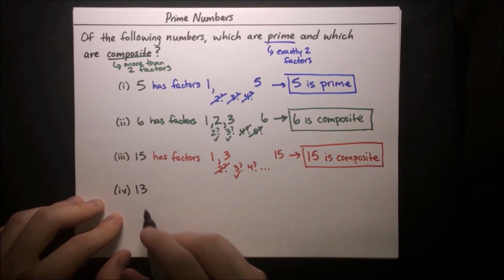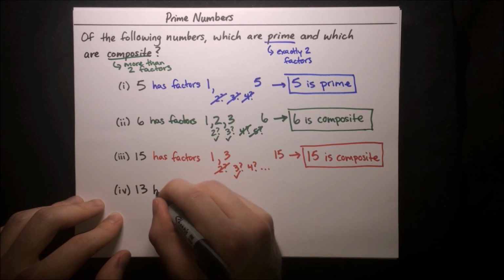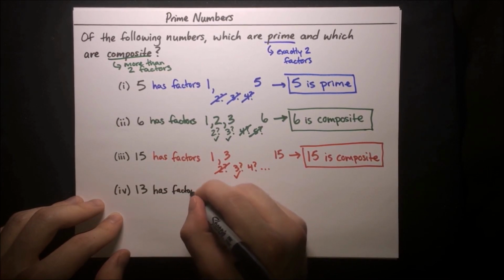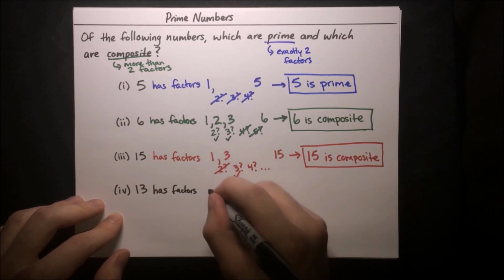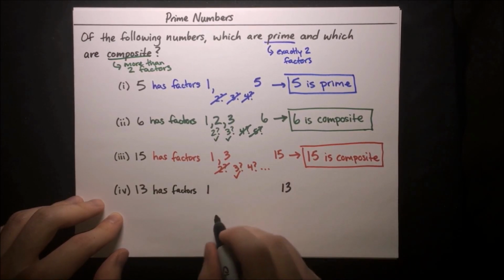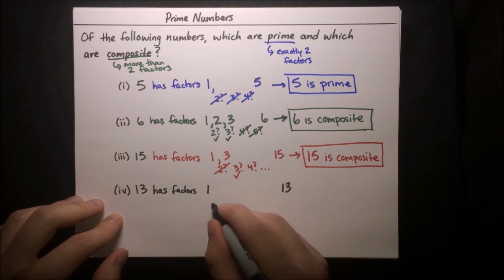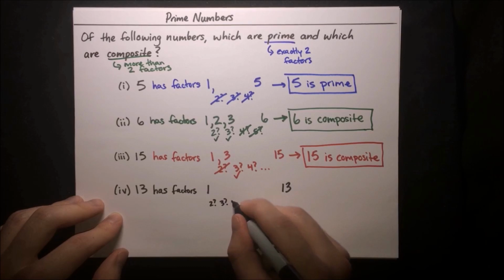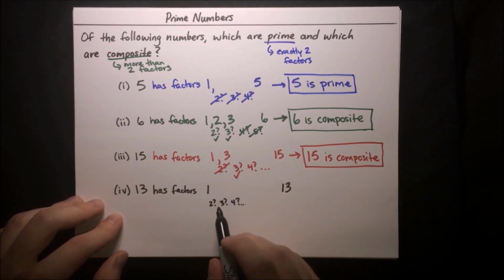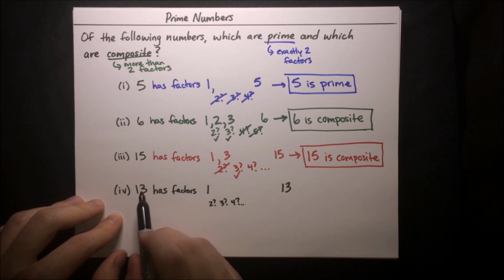Okay, so last one, how about 13? Again, we're checking for the factors. 13 has factors 1 and 13, but what about the numbers in between? Let's just go ahead and list them out. So there's 2, there's 3, 4, and so on. We'll take more if we need it, but is 2 a factor of 13?